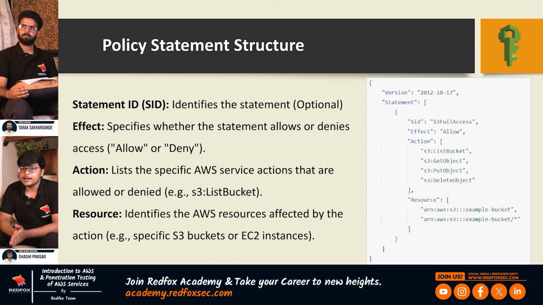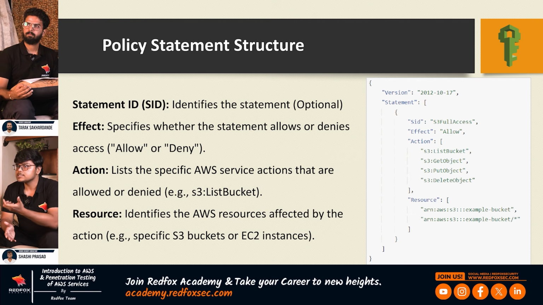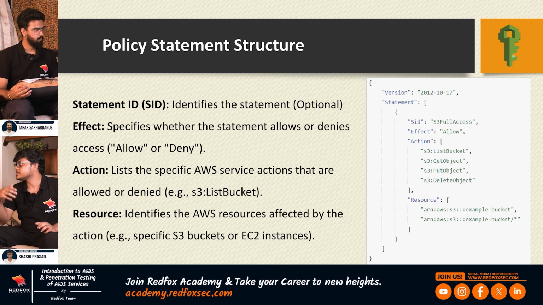Then we have actions. Actions are a list of specific AWS service operations, like what we want to perform on that resource. In this scenario, S3 is the service name, then list bucket is the name of the action. It's all defined in actions, and we can give a list of actions as well. As in the example, S3 list bucket means we are allowing listing of the S3 bucket. And if we have get object, it means we are allowing the identity to get that object.